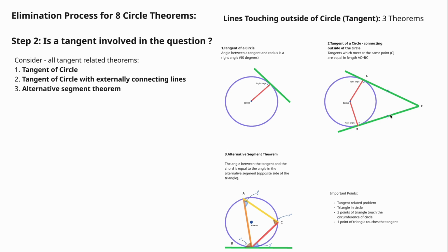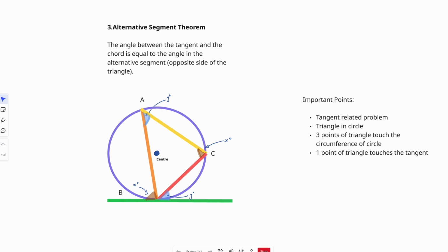The third theorem, the alternative segment theorem, is more complicated and covered in more detail in the next slide. The third tangent-related theorem is called the alternative segment theorem and is perhaps one of the most confusing theorems, both because of the language that's used and also recognizing the angles the theorem refers to. So let's look at this one in a little bit more detail.